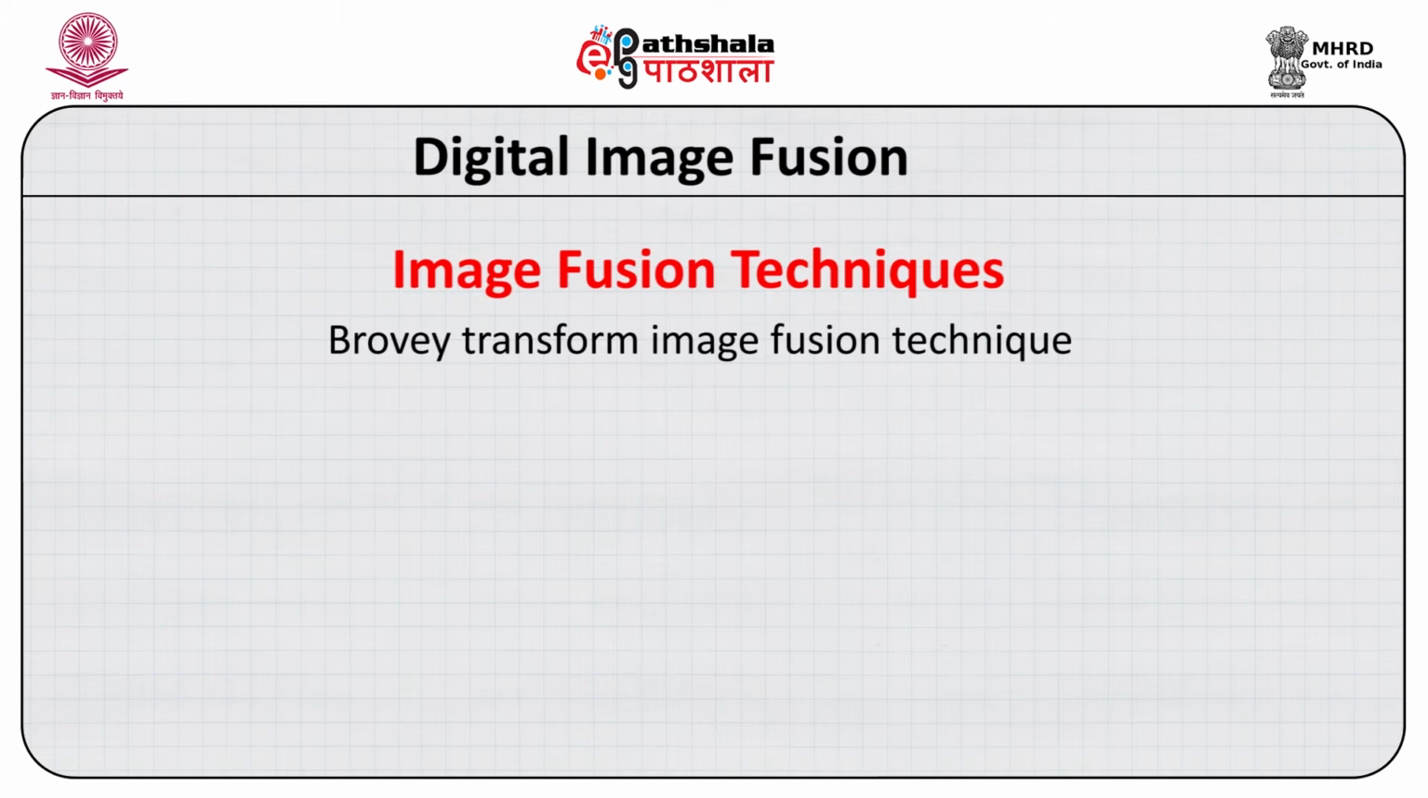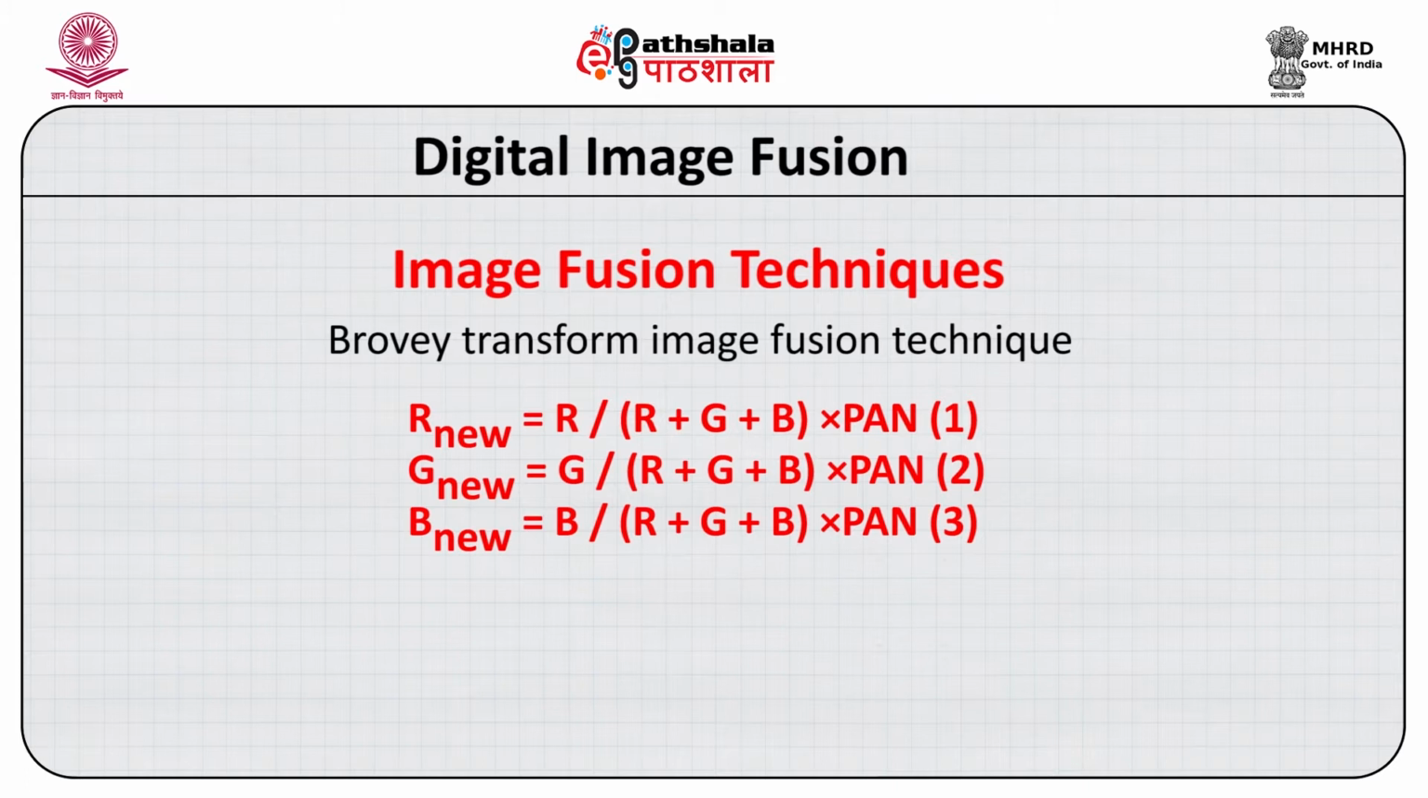The mathematical formula of the Brovey transformation can be shown as a combination of the pan and multispectral image. Each MS image is multiplied by a ratio of the pan image and divided by the sum of the MS images. The fused R, G and B images are defined by the following equation. R new is equal to R divided by R plus G plus B into pan. G new is equal to G divided by R plus G plus B into pan. B new is equal to B divided by R plus G plus B into pan.